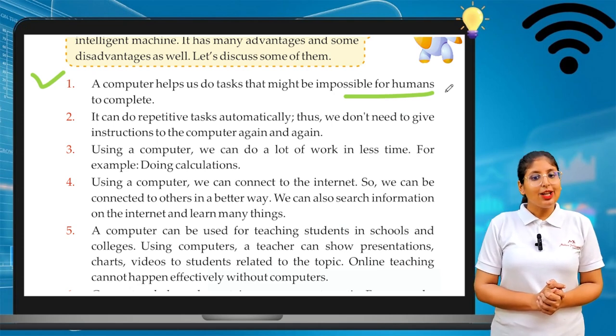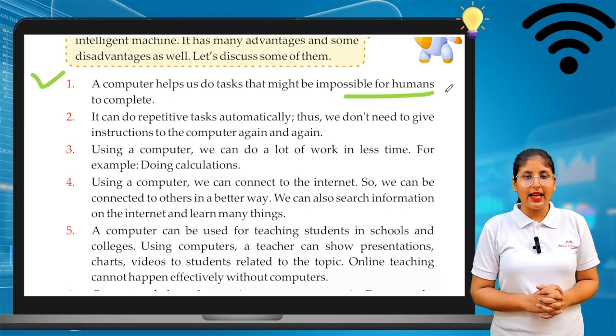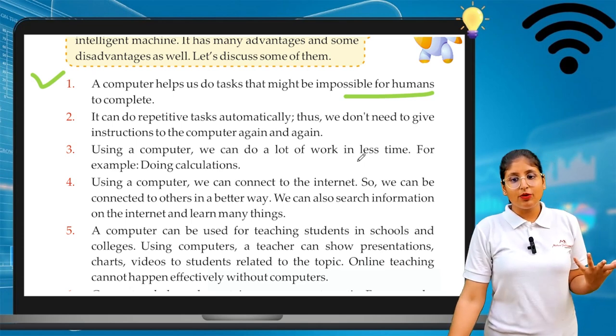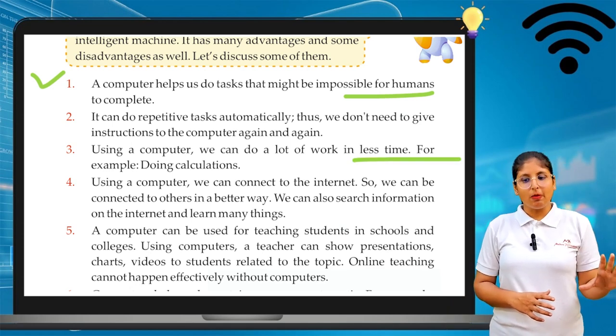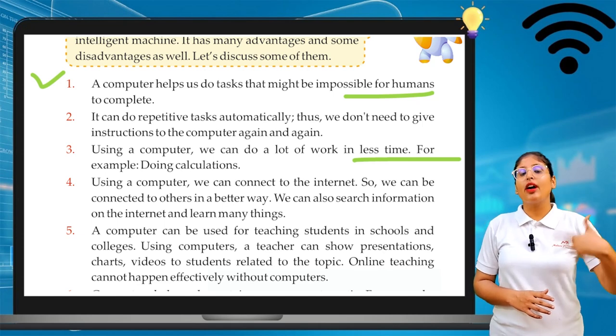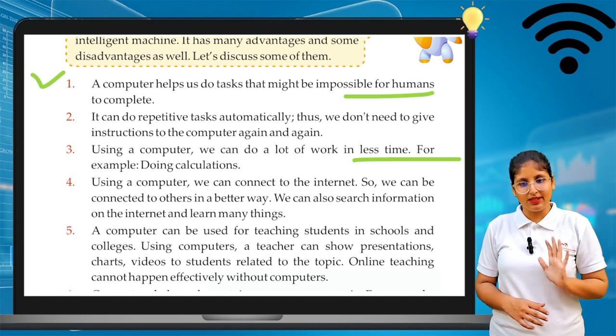Next, third, using a computer, we can do a lot of work in less time. We can take less time to complete the task. For example, doing calculations. If I compare calculations, computers are faster than human beings. So they take less time as compared to human beings.